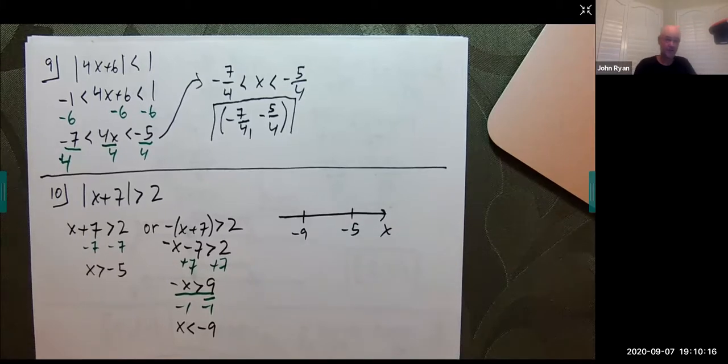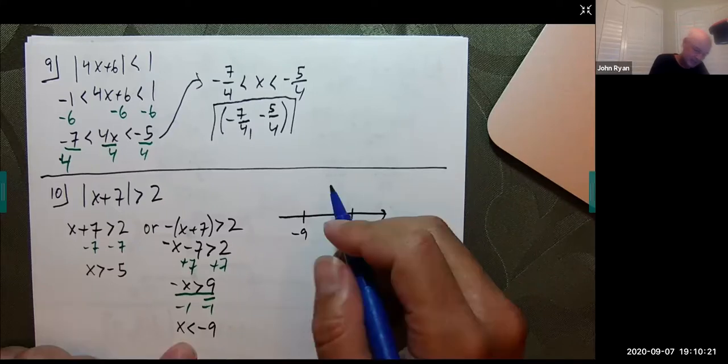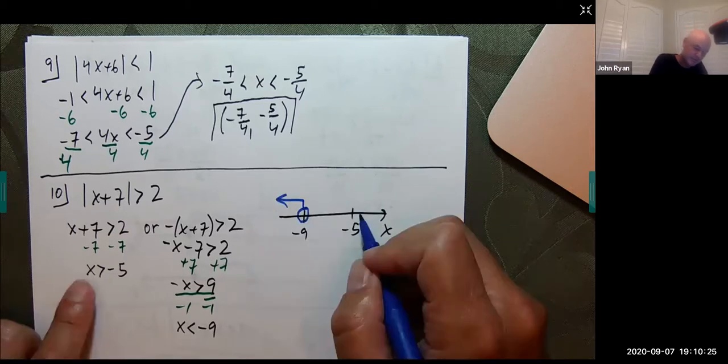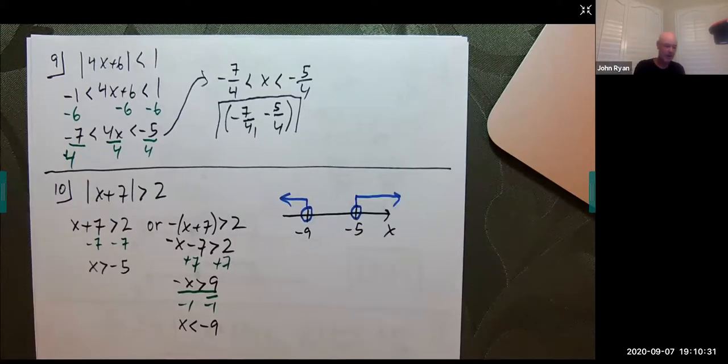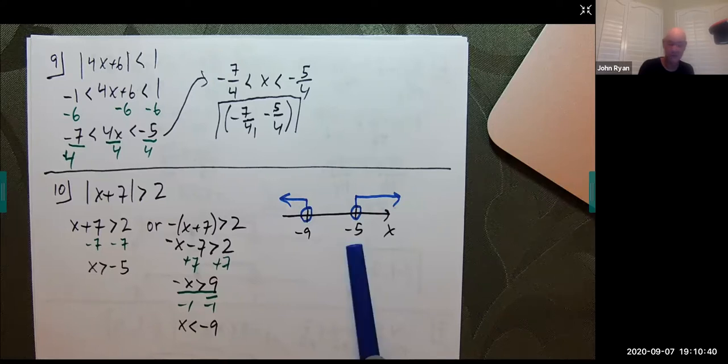You don't have to draw the graph if it doesn't say so, but sometimes that's a good visual. So less than -9, not including, looks like that. Bigger than -5, not including, looks like that. Now, if you remember, we have that no man's land there, that gap. And so the way we want this to read is -infinity to -9, or -5 to infinity.